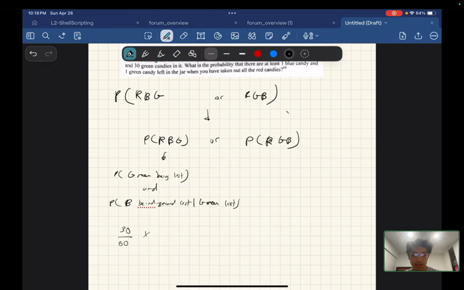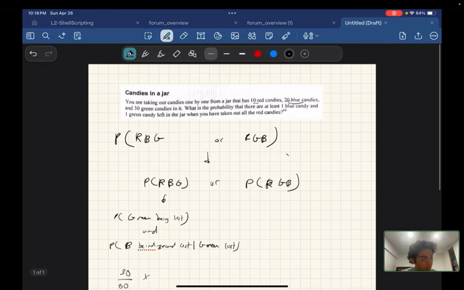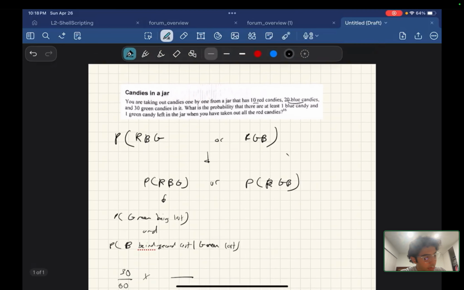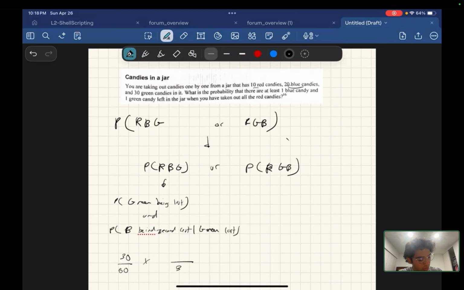times the chance that, given green was last, blue is second last. We know green is going to be last, right? So that means between red and blue, what's the chance that blue is the last of the new population of just red and blue? So among red and blue, total candies is the denominator. Red and blue, there's 30 candies among them total.